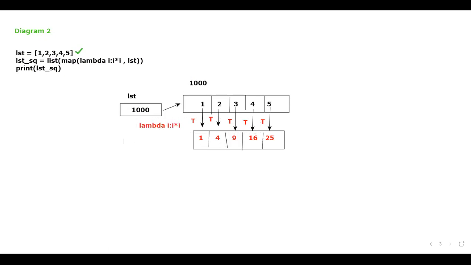Very good. The reference variable happens to be what? LST_SQ, that is list of square number. Sir, what will it be having? It will be having the address called 2000. This 2000 will start to point to this number.